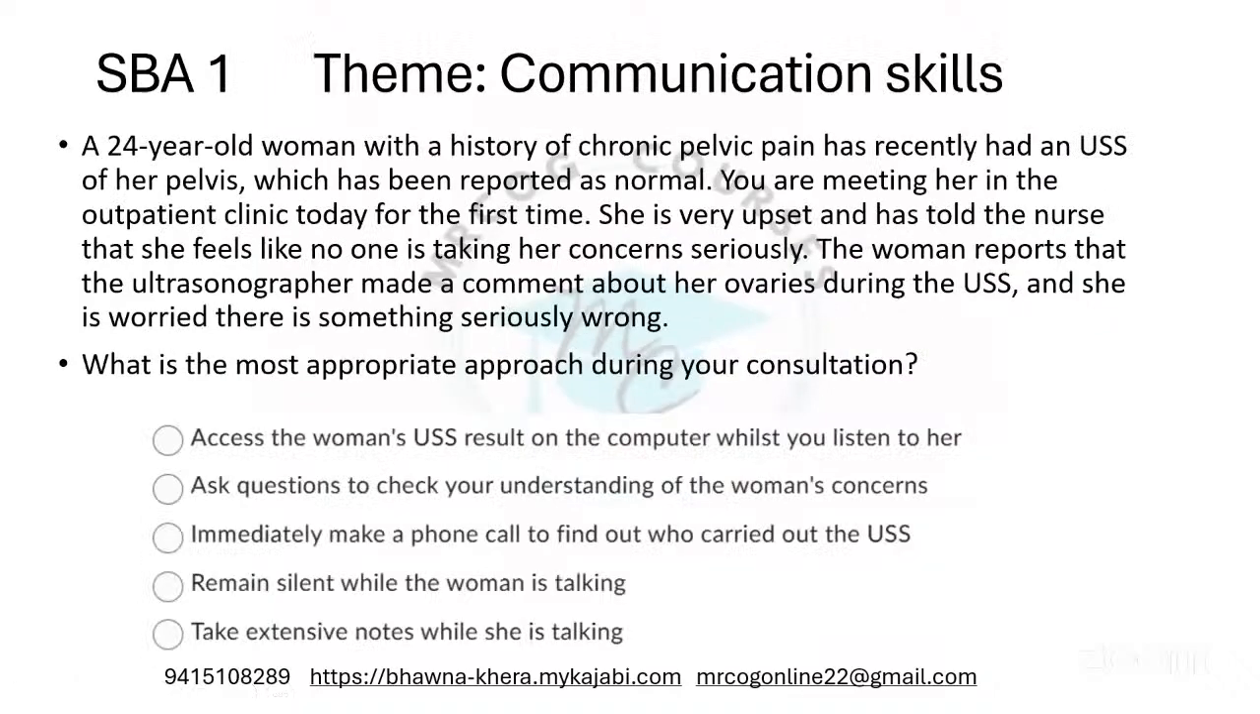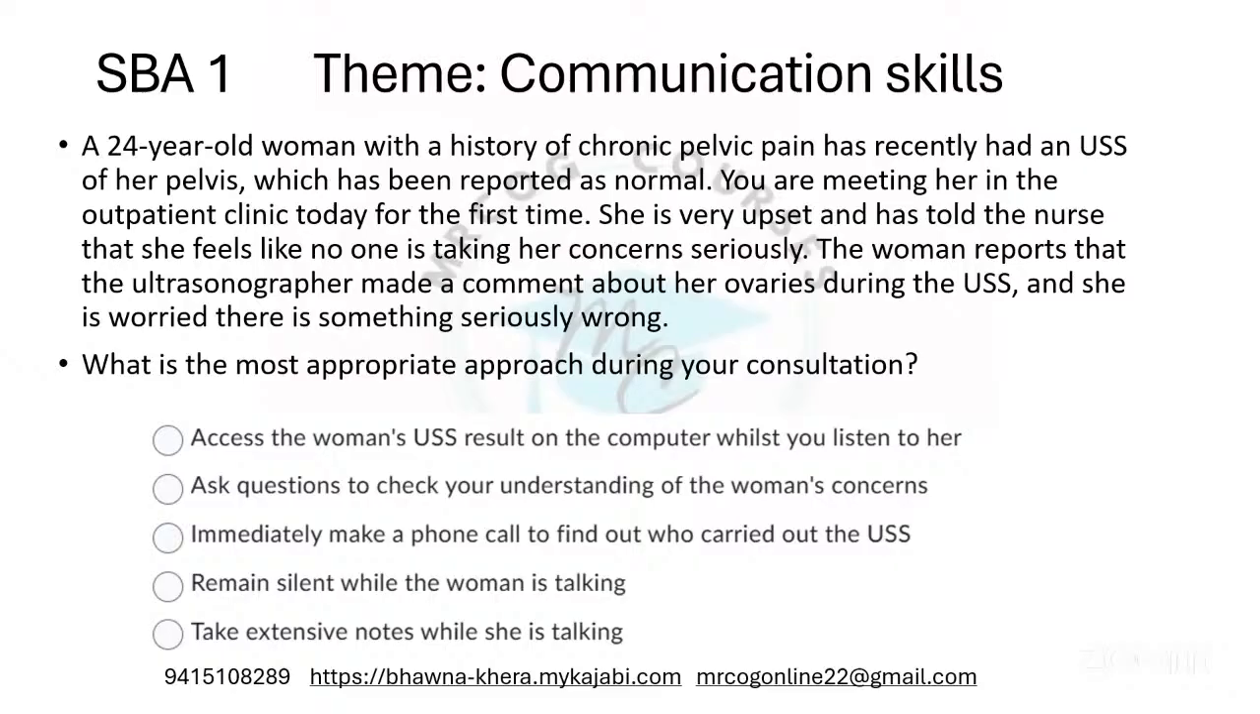Here we start with the questions. As you can see, I'm putting up a theme for the question, because as I have already listed, there are so many themes. We are going to take at least 4, 5 themes for today, and we will talk about the questions related to that. So the first question comes from communication skills.